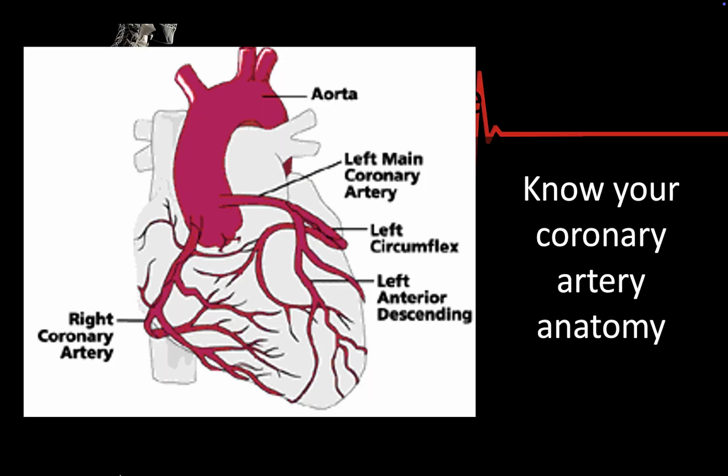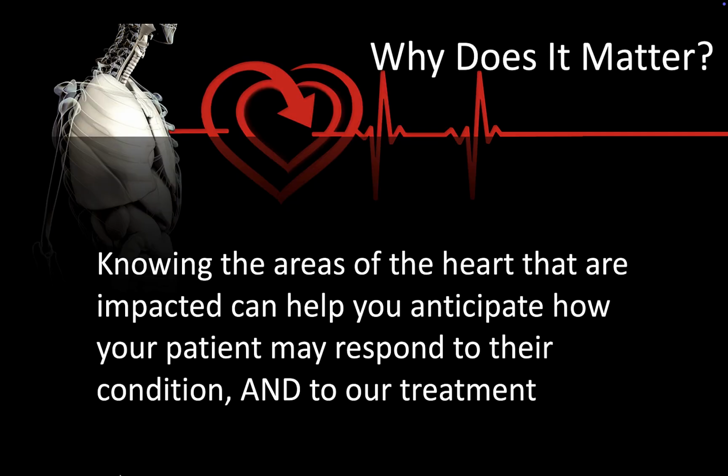Know your coronary artery anatomy. That's where using the 12 lead for localization is great, because as you identify a right-sided occlusion, for example, you know what to expect as far as where that's going to show up. Or the converse, if you see inferior or right-sided infarct evidence, you know that the right coronary artery is the one that's occluded. Knowing the areas of the heart will help you anticipate how your patient might respond to what they're dealing with, as well as to the treatment strategies that we deploy.